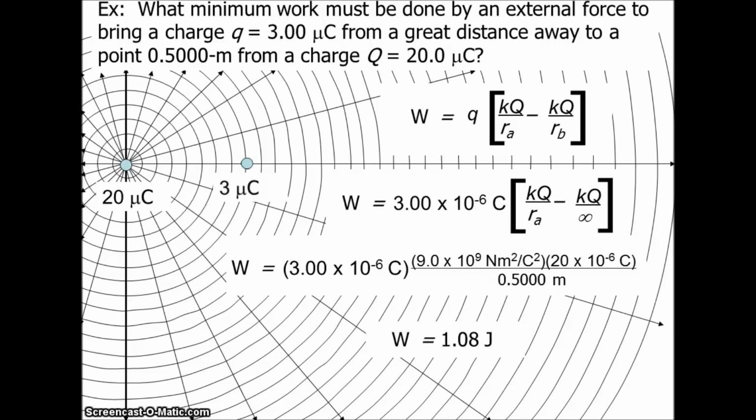How much work is done by the electric field in this case? Again, that should be 1.08 joules, but it's going to be negative. Think about what your answers would be if we were moving a negative charge instead of a positive charge.